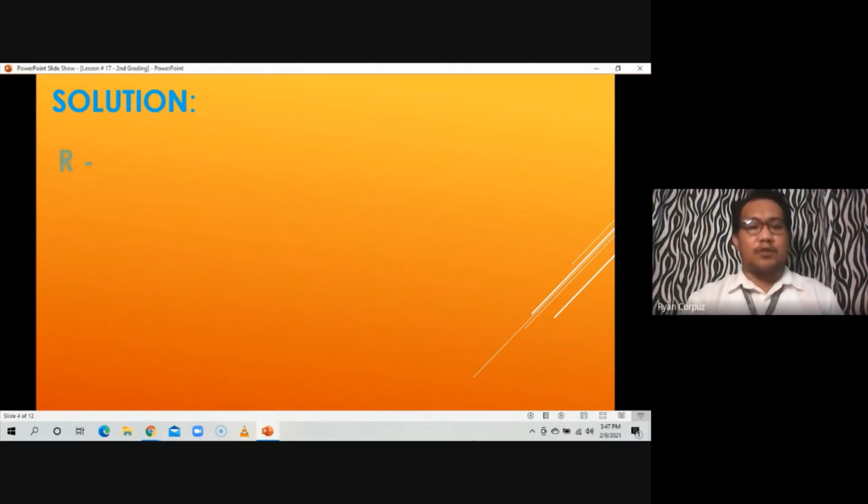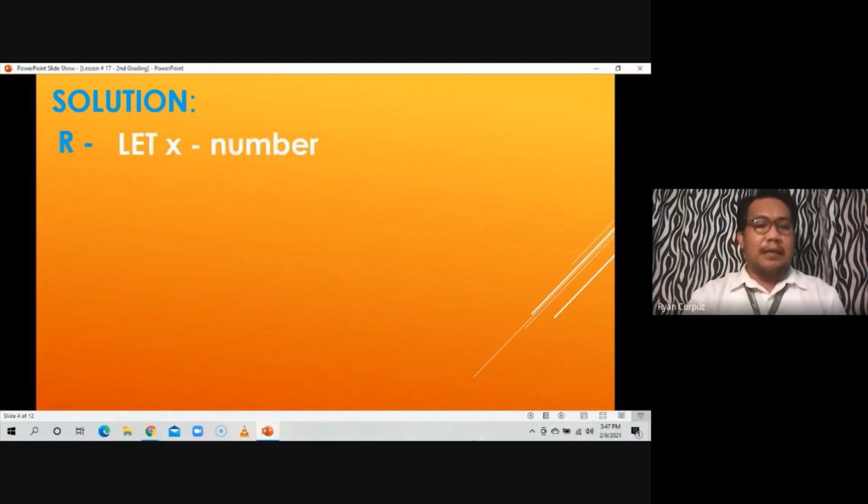So applying the first step, we are going to represent the unknown by means of a variable. So since what we are looking for is the number, we are going to let x be the number. So that every time we hear the word number in a given problem, that means we are going to make use of x as a symbol in representation for that number. Then second, forming the equation.